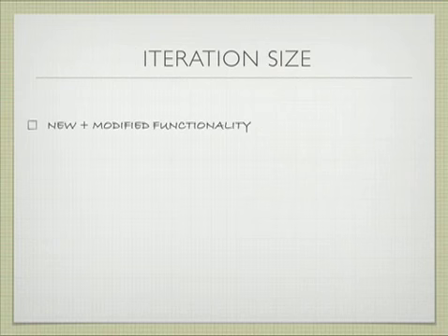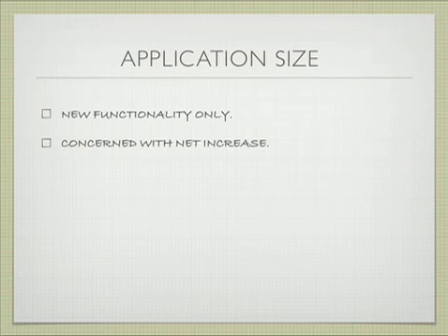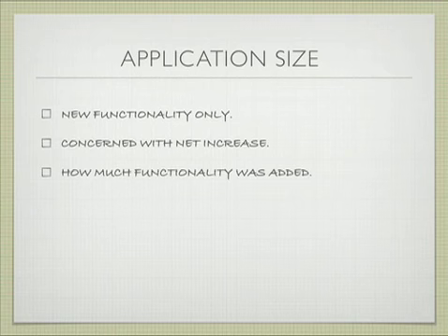The iteration size is the new plus modified plus deleted functionality, because sometimes delete can have an effort associated with it too. The application size is new functionality only, and you're concerned with a net increase. In other words, how much functionality was added.